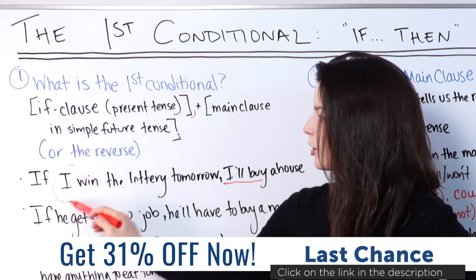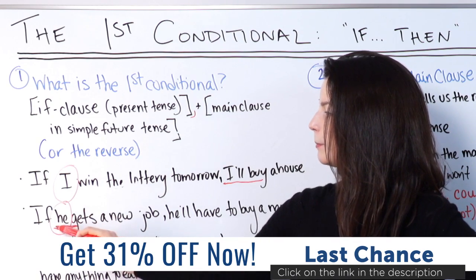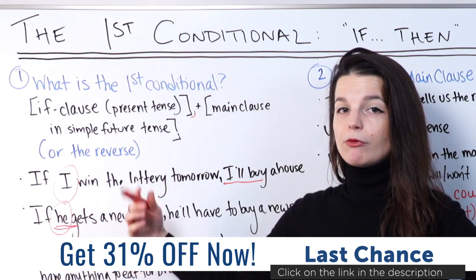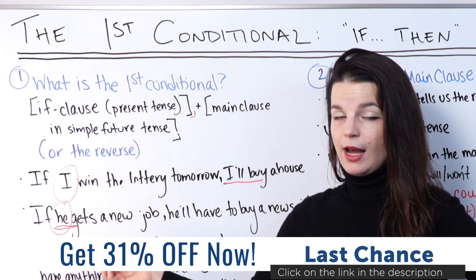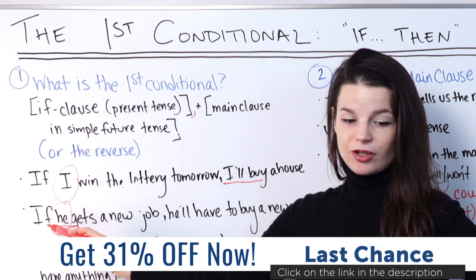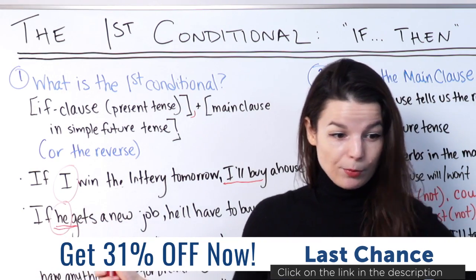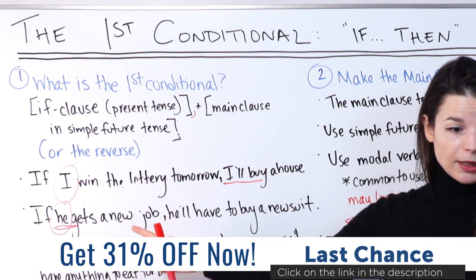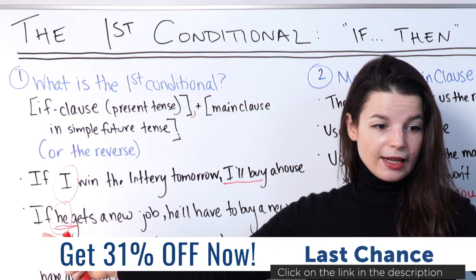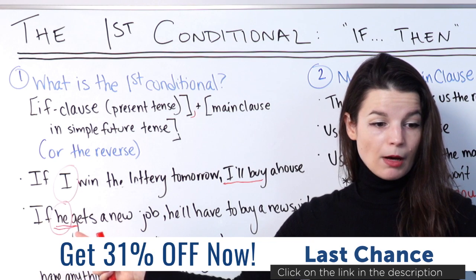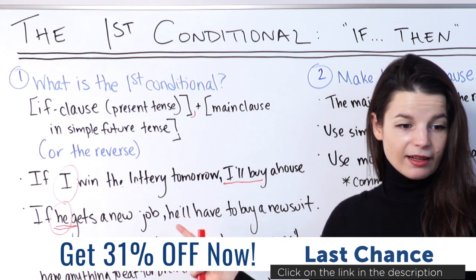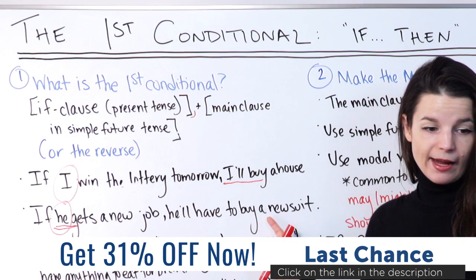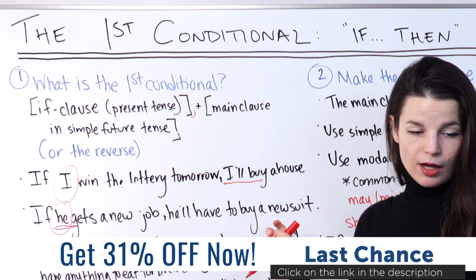If your subject is he, she, or it, you need to keep the same verb conjugation rules as you would for a non-conditional sentence. So let me show an example. Let's look at this next one. This sentence is, if he gets a new job, he'll have to buy a new suit. If he gets a new job, he'll have to buy a new suit.